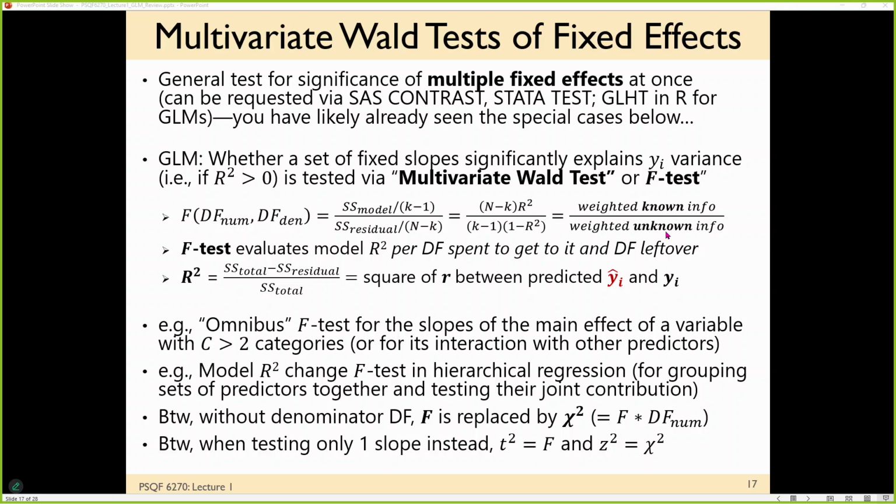Can you repeat why in chi-square or z we don't have degrees of freedom in the denominator? It's a distribution that doesn't change as a function of the sample size. So we're essentially assuming infinite samples when we use z and chi-square instead.